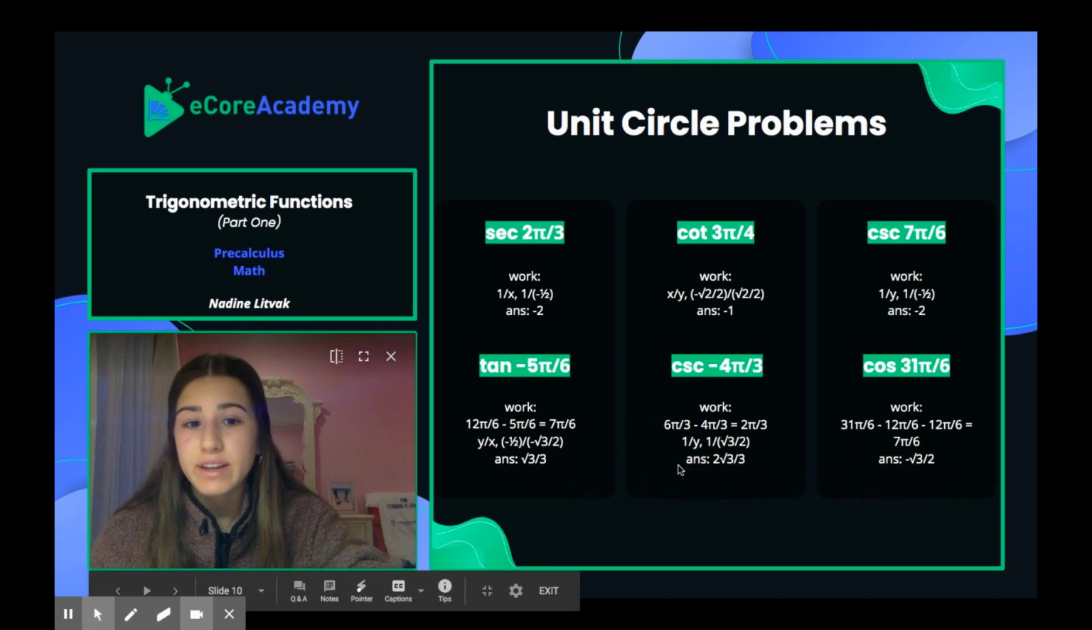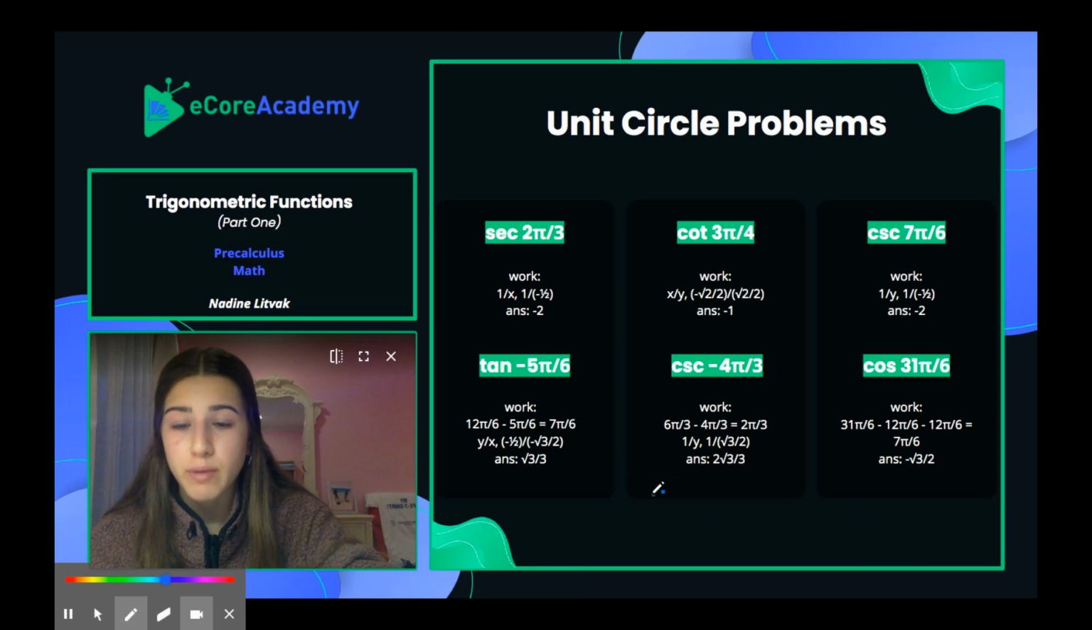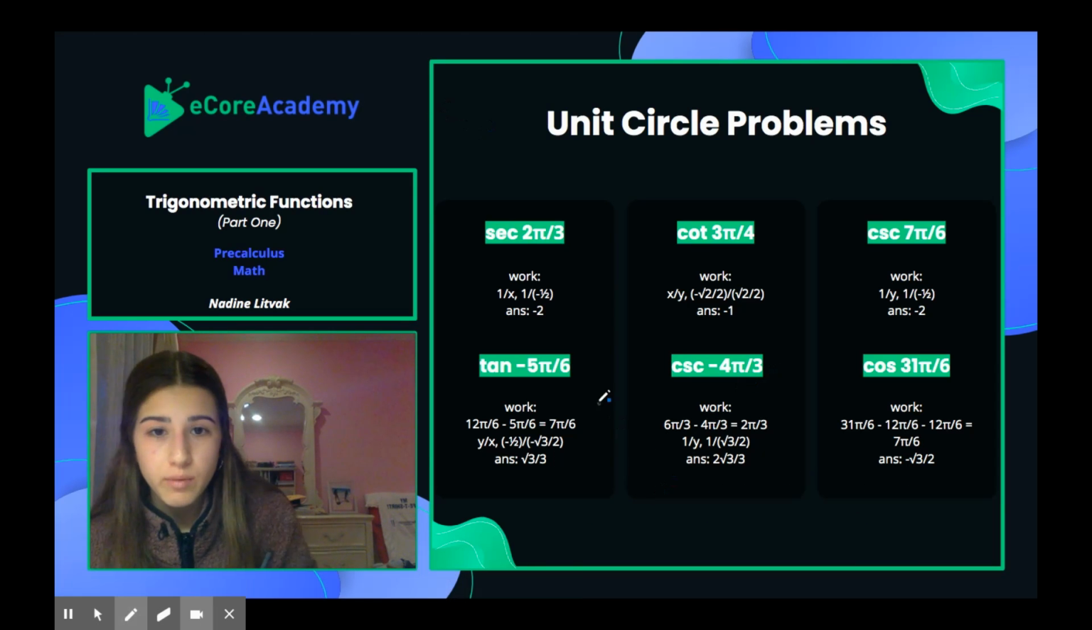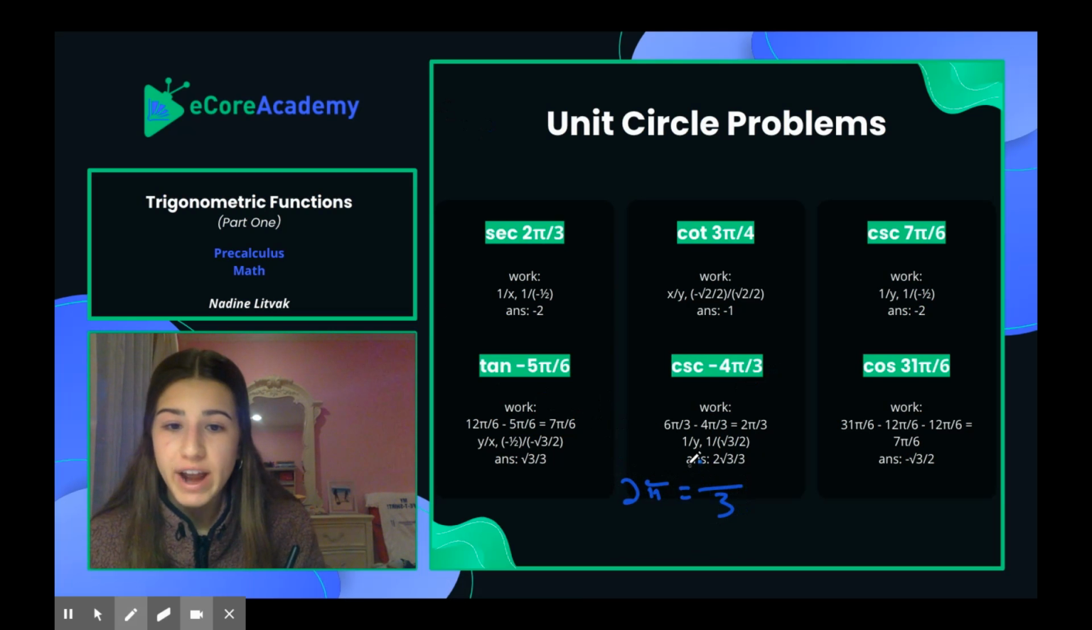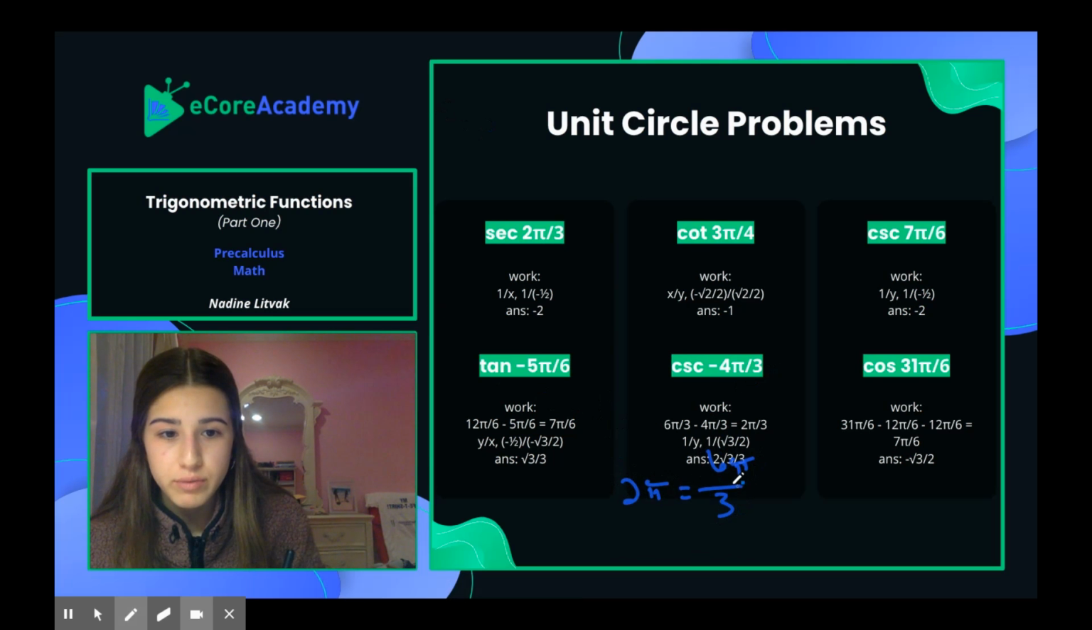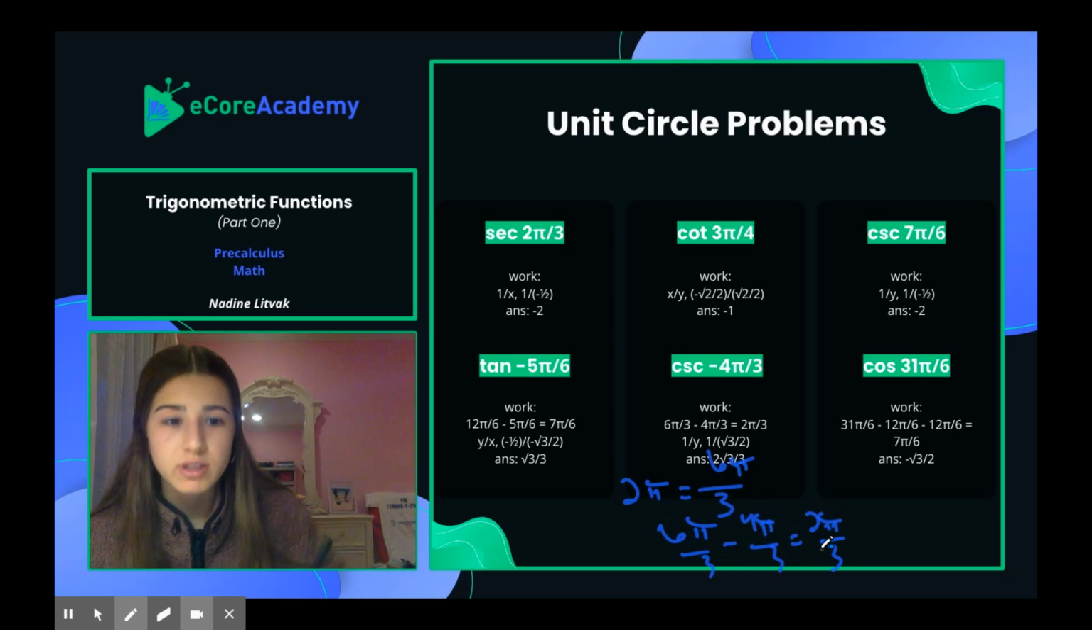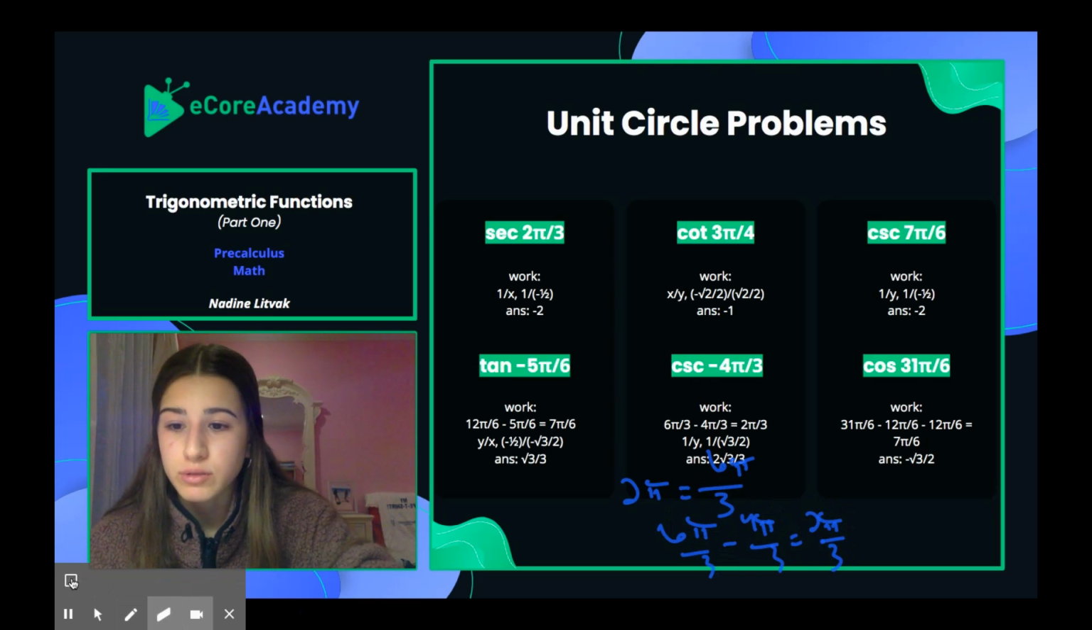So, cosecant of -4 pi over 3. I will show you the work of how to get -4 pi over 3 on the unit circle. We know that 2 pi is 1 revolution on the unit circle. So we need to get this in terms of a fraction over 3. We know that 6 divided by 3 is 2, so 6 pi over 3 is 2 pi. Then 6 pi over 3 minus 4 pi over 3 is equal to 2 pi over 3. Now this should be familiar to you, because 2 pi over 3 is on the unit circle.